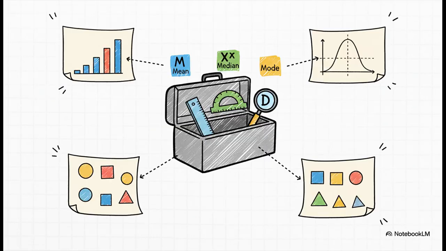So if there's one thing you walk away with, let it be this: there's no single best average. It's not about one being good and the others being bad. A smart analyst knows how to use all 3. It's about looking at your data, understanding the context, and picking the right tool to tell the most honest story possible.